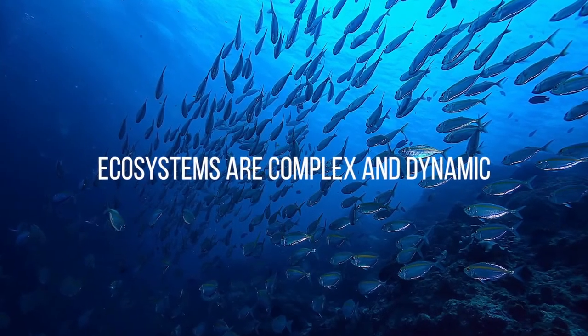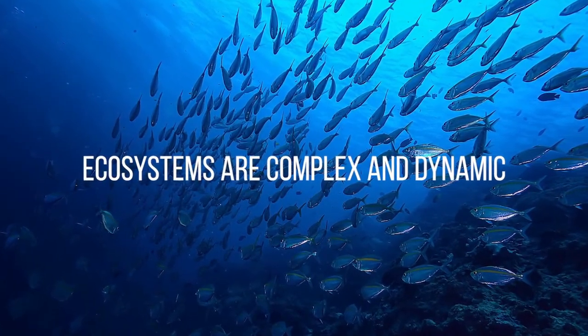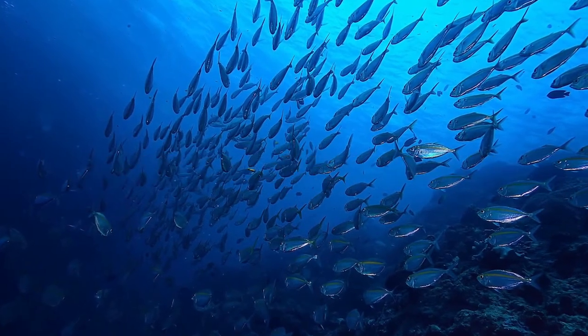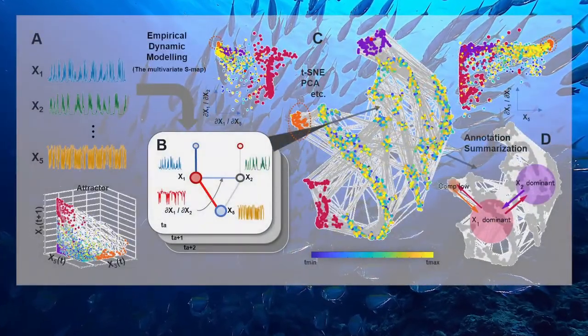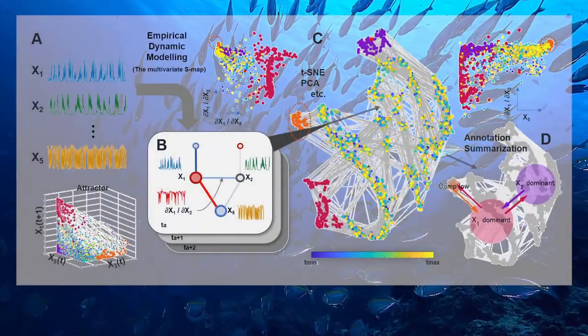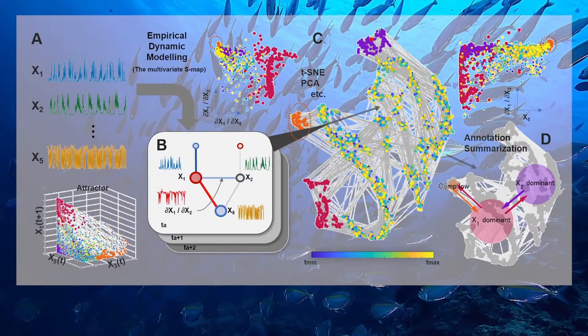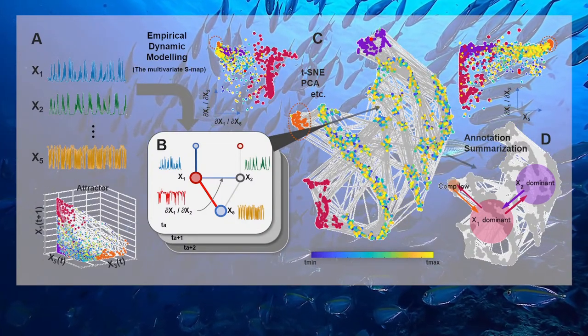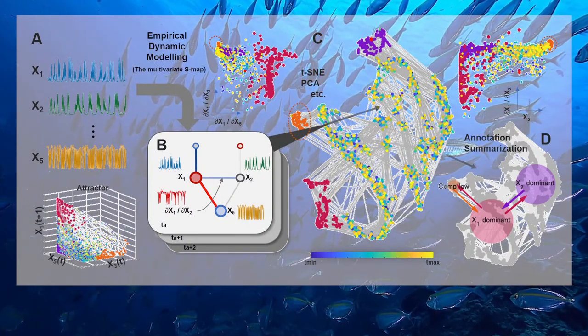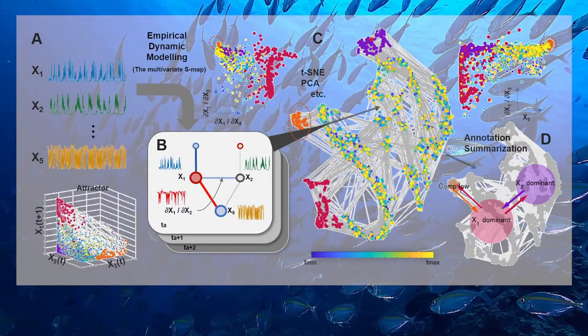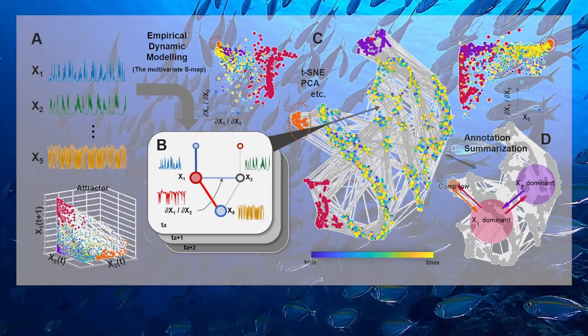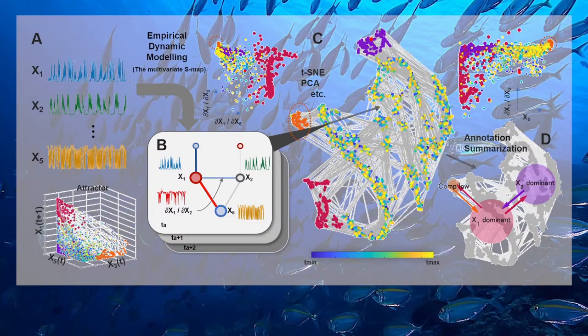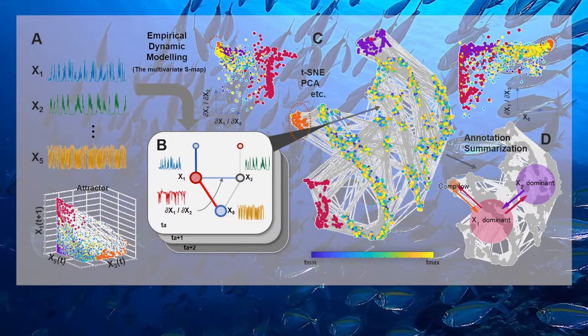Ecosystems are complex and dynamic. To investigate the dynamic nature of ecosystems, we have developed a prototype of a visual analytics system based on empirical dynamic modeling, EDM. EDM is a set of analytical methods rooted in nonlinear state-space reconstruction. Integrating EDM with dimensionality reduction, brush-linked visualizations, and visual summarization supports understanding of ecosystem dynamics.